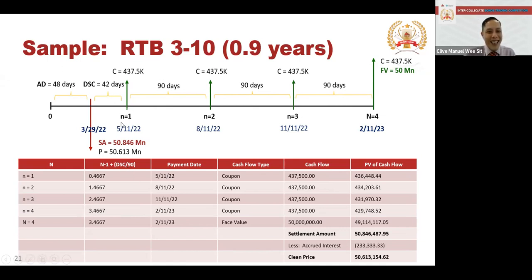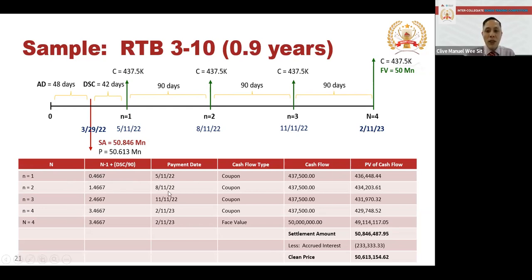Now, take note here that you have to adjust again. You cannot use whole numbers as your exponent in your formula when you do the present value, because 48 days had passed since the last coupon date, and there are 42 days remaining till the next coupon date. So you have to adjust your exponent in your denominator to account for that. So the first cash flow has a 0.4667 exponent. Okay, so it's 1 minus 1 plus DSC over 90. So that's 1 minus 1 plus 42 over 90. Hence, you get 0.4667.